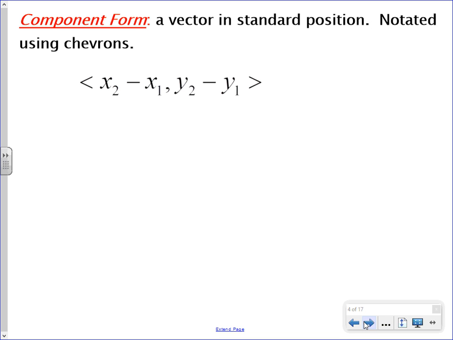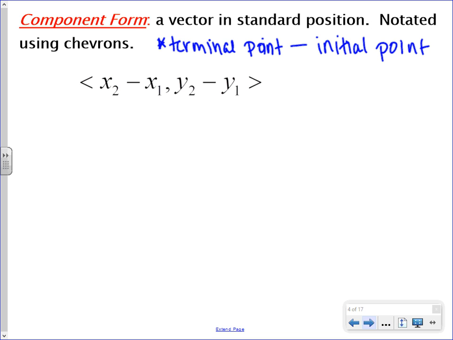Okay, so we have x2 minus x1 and y2 minus y1. What do you think I'm referring to there? Okay, good. When we are finding the different components, we need to take the terminal point and subtract the initial point. That's how we're going to get each component. So if it is not already in standard form, then we need to use terminal minus initial for the horizontal component, terminal minus initial for the vertical component.